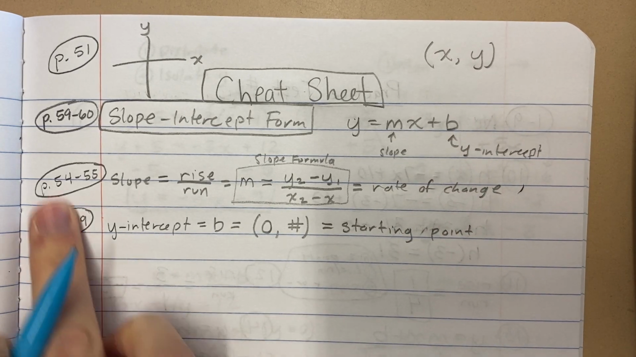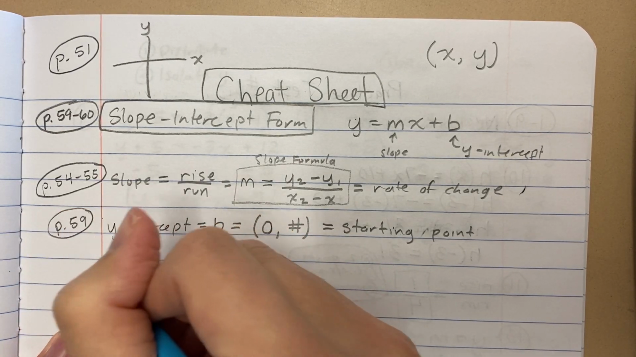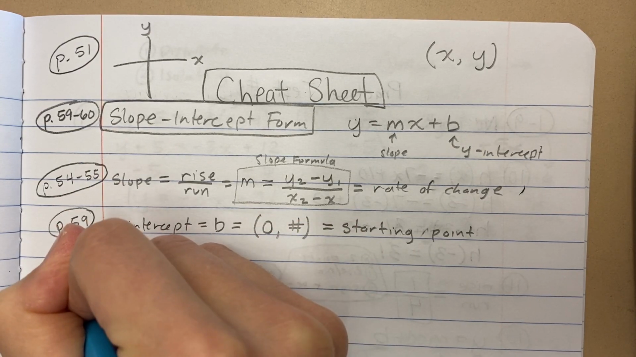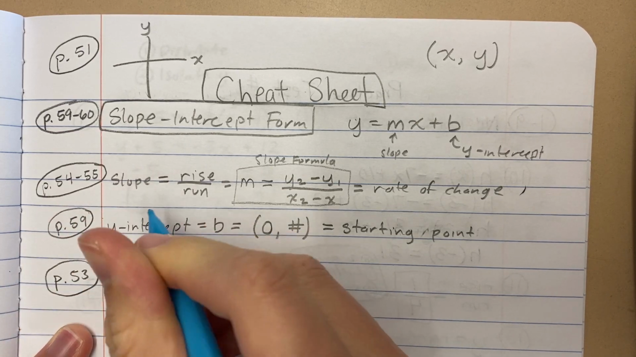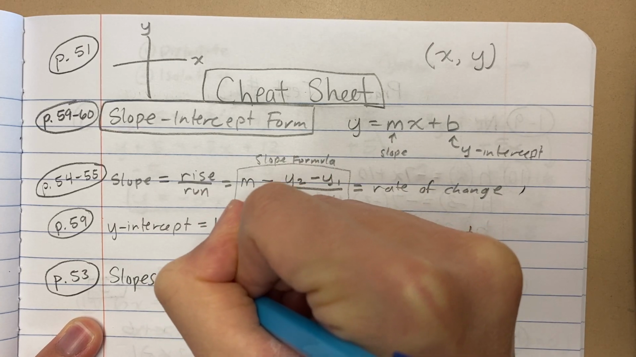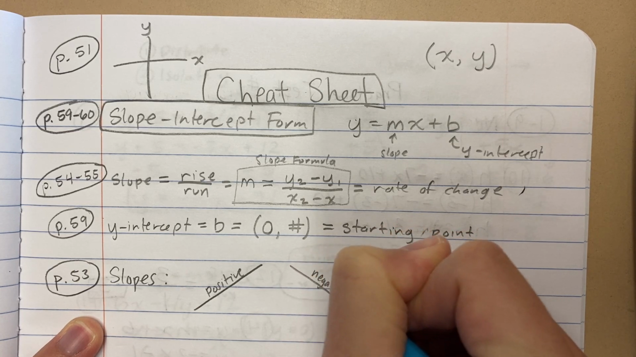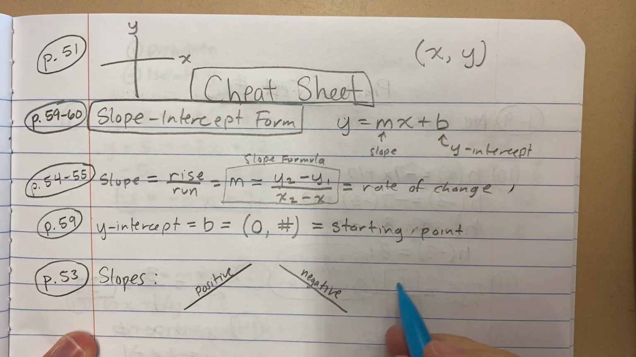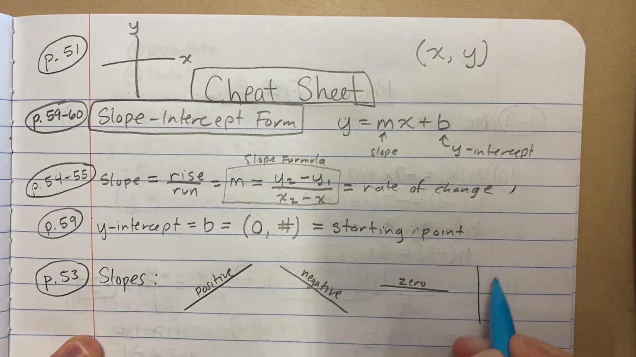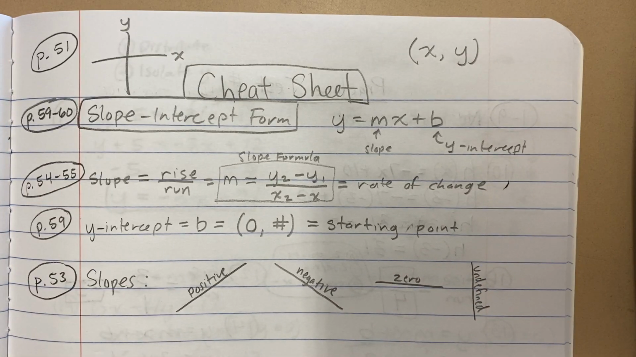We really discussed a lot about slope-intercept form, and also more about slopes in general and the different kinds of slopes there could be. On page 53, we talked about the different possible kinds of slopes. If a slope goes up like this, that is a positive slope. If it goes down like this, that is a negative slope. If it is a flat line, the slope is 0. And if it is a vertical line, it doesn't have a slope. That is called undefined.